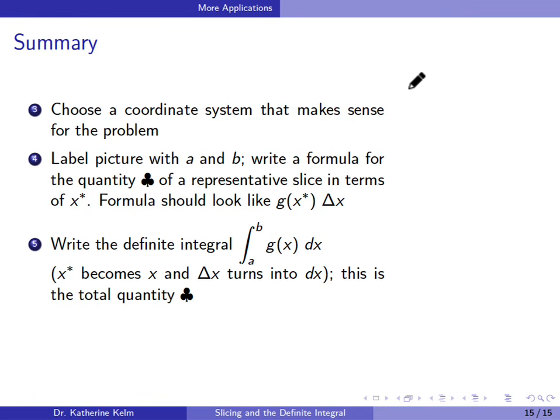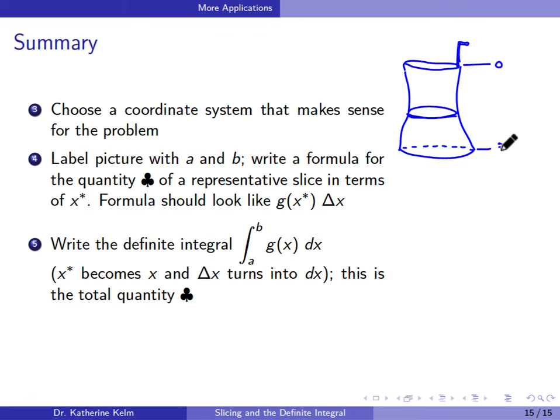We need to choose a coordinate system that makes sense for the problem. So maybe for this problem, just to change things up, I will let 0 be the top of the tank and 30 meters be the bottom. And then let's suppose that the place that the water will be exiting is 2 meters above that. So then this value will be -2. Here's our x star.